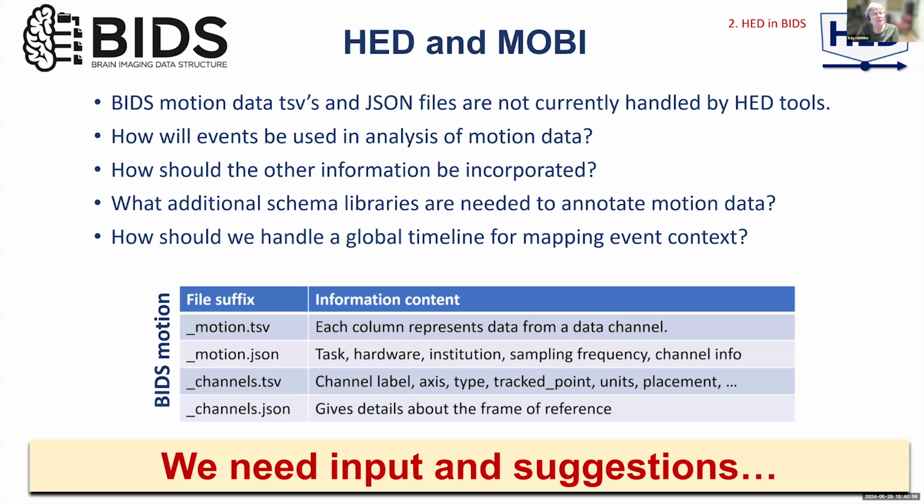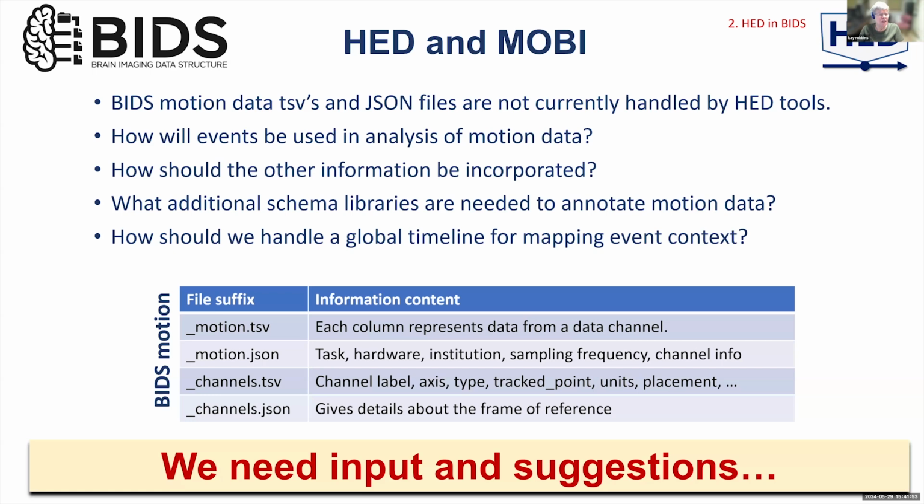So here's the summary. So HED isn't really supporting MoBI, to motion, to the extent that we want to. And we thought this would be a really good forum for us to at least introduce you to HED and hope to get some interaction with your community to see how we could best support HED annotation in motion data. So BIDS has several kinds of TSVs in addition to events. It has motion TSVs and it has channel TSVs. HED tools currently aren't looking at those in any validation or analysis, but we very well could if we knew what to do.